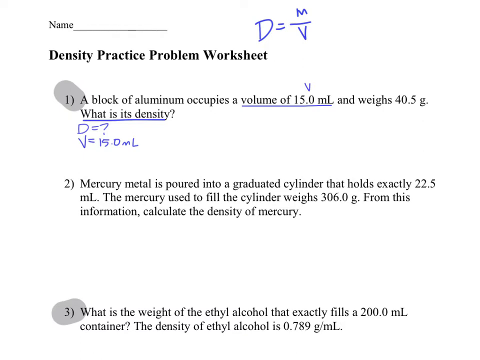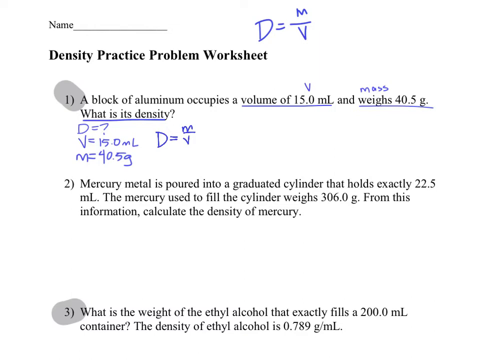And then it tells me it weighs 40.5 grams. Grams measures mass. If it says that it weighs a certain amount of grams, this is referring to mass. So the mass is 40.5. So I'm going to write it over here to the left. That m, mass, is 40.5 grams. Let me fix that equal sign. There we go.